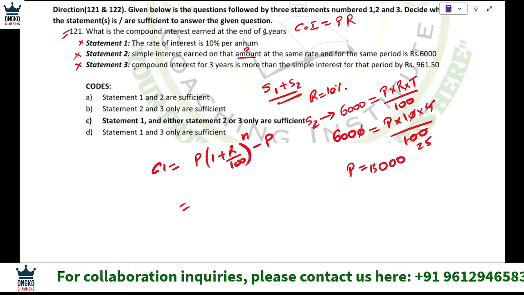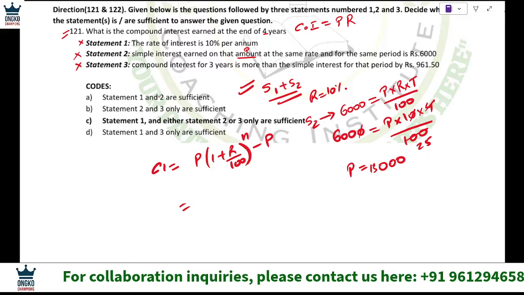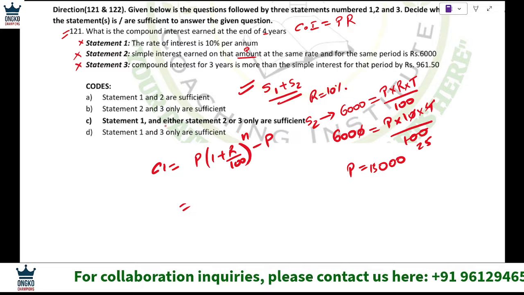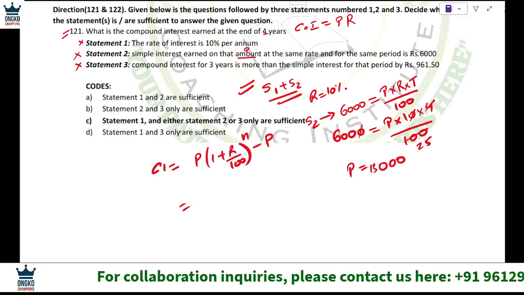So with statement 1 and 2 together, it is possible to find the answer. Statement 1 and 2 are sufficient. Statement 2 and 3 are sufficient. Statement 1 and either statement 2 or statement 3 only are sufficient. So there are these possibilities.